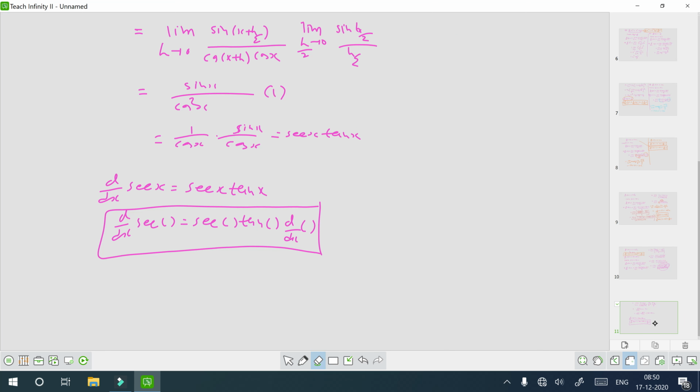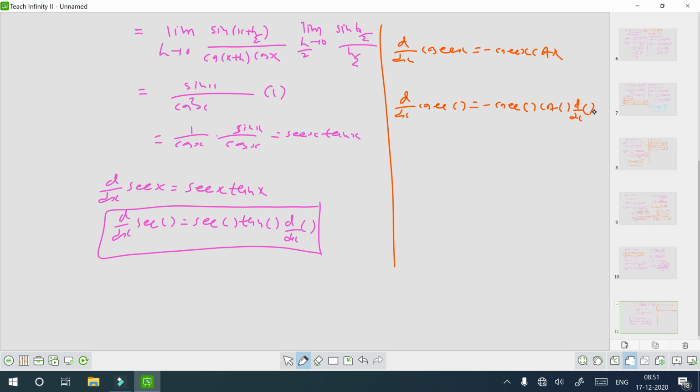Next, let us leave for you d by dx of cosec x is equal to minus cosec x cot x. And how are we going to remember it? D by dx of cosec of some function is minus cosec of some function cot of some function d by dx of some function.